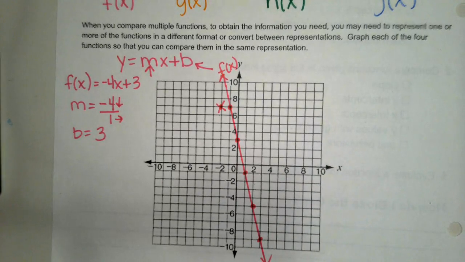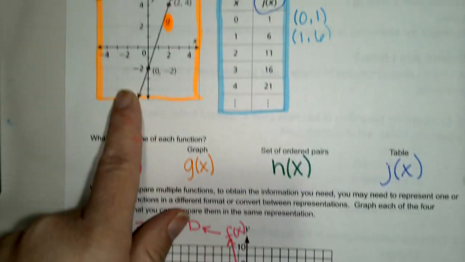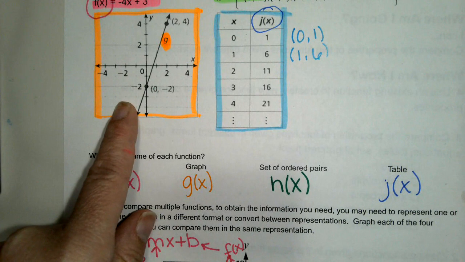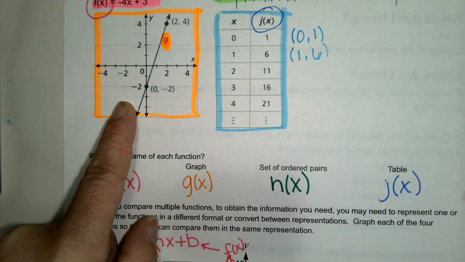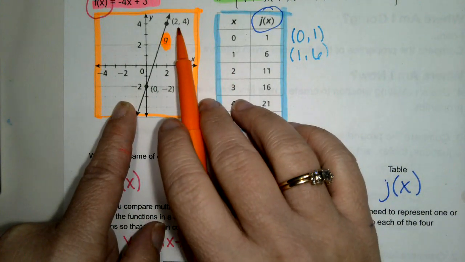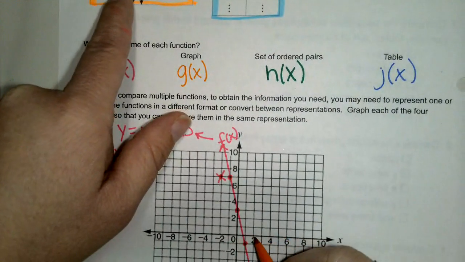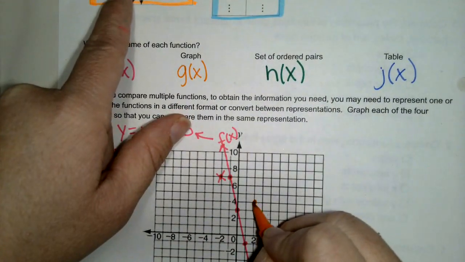Okay, the next one I'm going to do is the graph one, and I know we've already got it on the graph up here, but I need to put it on the graph at the bottom of the page so I can compare things. So that first ordered pair is 2, 4. So I'm going to plot that point 2, 4, and it's right here.